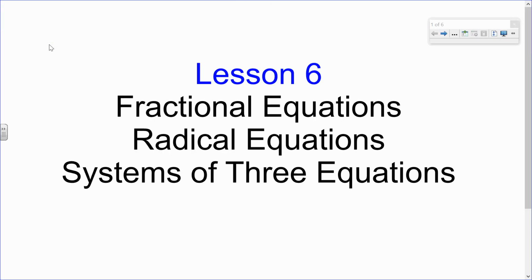So lesson 6 is going to be much shorter than what we had yesterday. In lesson 6, we're going to review how we solve equations that have fractions in them, not just simple fractions, but also ones that maybe have variables in them, so some rational expressions. Radical equations are things that have square roots in them, and we're going to review our methods for solving that. And we'll also be reviewing some systems of 3 equations.